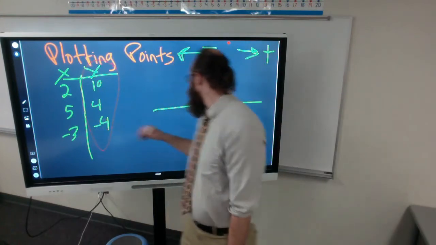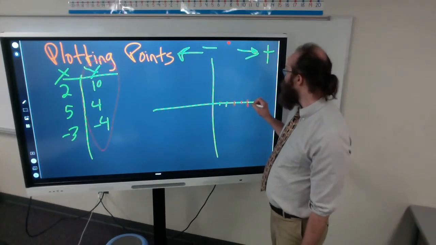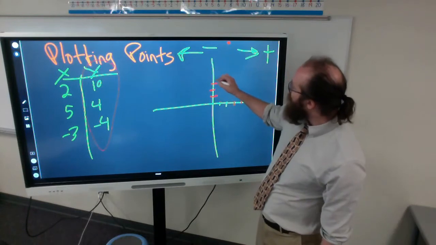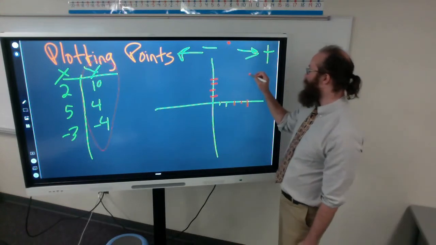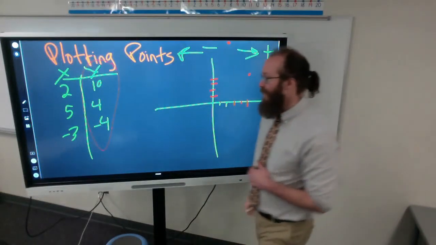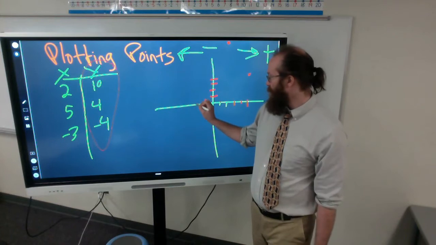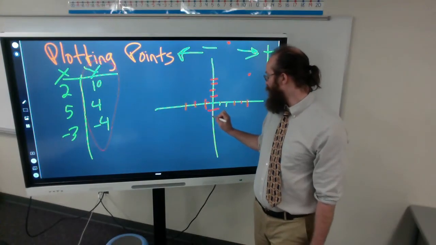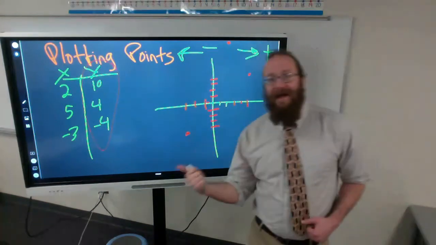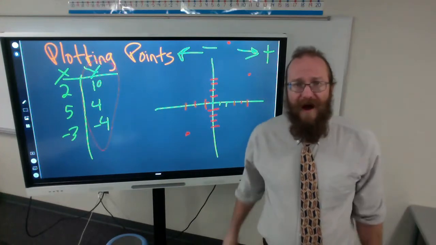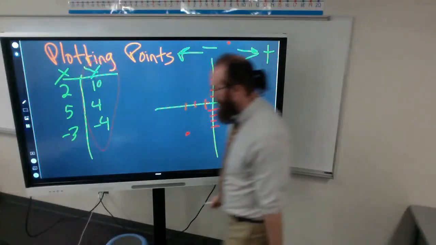5, 4, we're going to go over 5 first. 1, 2, 3, 4, 5. Right there. And then we're going to go up to the 4th value. So over 5 and up 4. Always remember, left is negative, so let's do that last one. -3 would be this way. 1, 2, 3, -3 right there. And -4 would be down. So our next point would be right there, right? So X values tell you left or right. Y values tell you up or down, okay? So hopefully that all made sense to you guys.